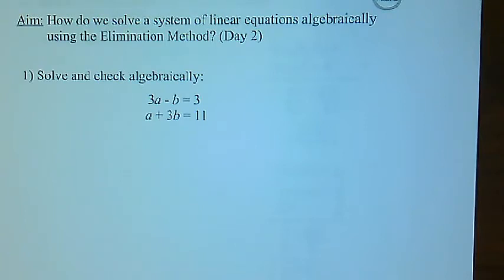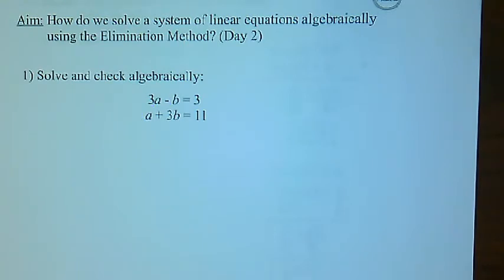Yesterday, when we solved our equations, we were able to simply add or subtract the equations to each other, and then one of the variables would cancel out, would eliminate itself, which is what we're looking for. But if you notice in question number 1, the coefficient of A is a 3 and a 1. So those don't work. And the coefficient of B is -1 and a +3. So when I add or subtract those, I'm not going to be able to eliminate them regardless of what I do.